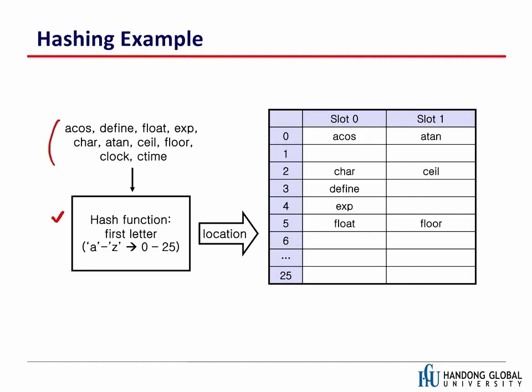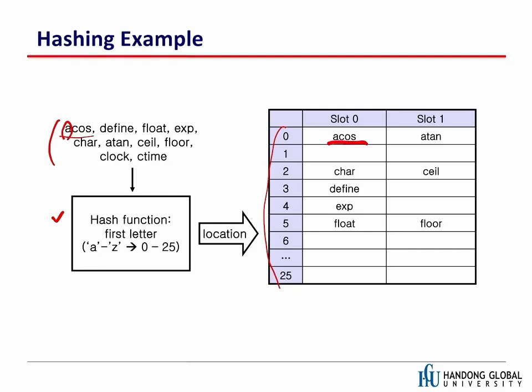This hash function is really simple, and we actually check the first character of these identifiers. Then we have 26 buckets. 26 means the number of alphabets. So we check the first character of the identifier, and we find the location of the words. For example, if it is acos, the first character is a, then a corresponds to 0, so acos is located in this slot.